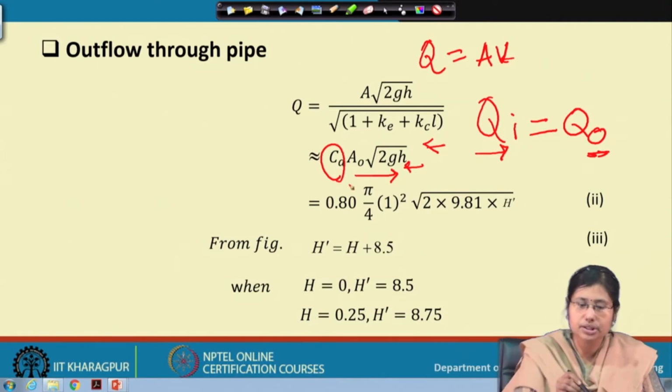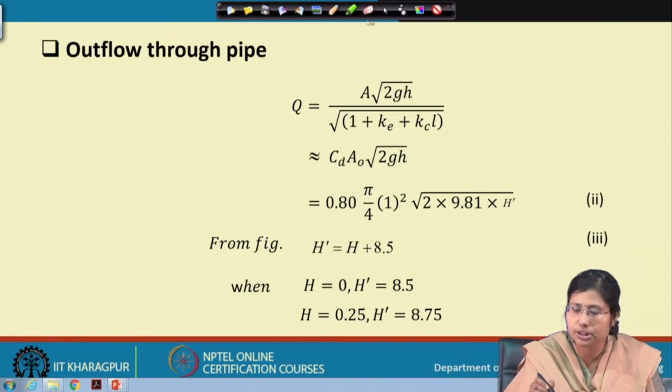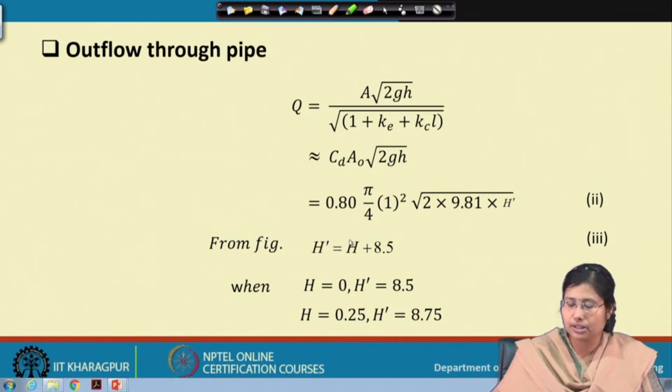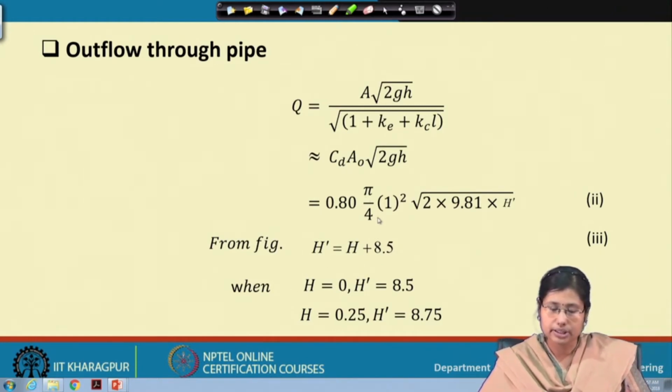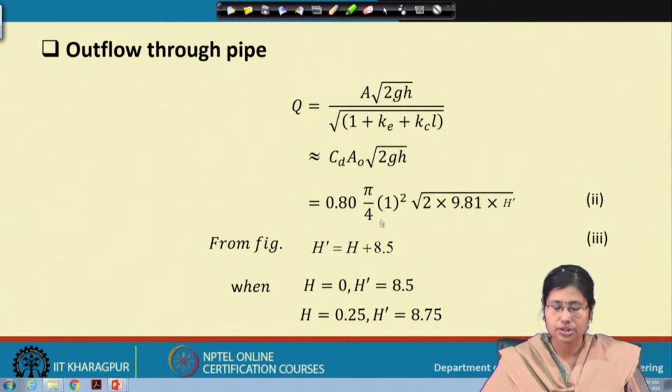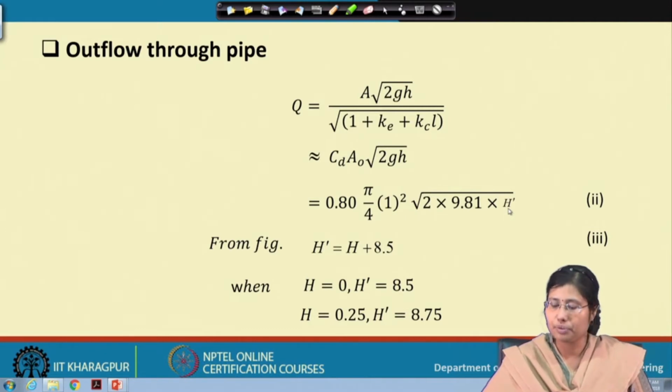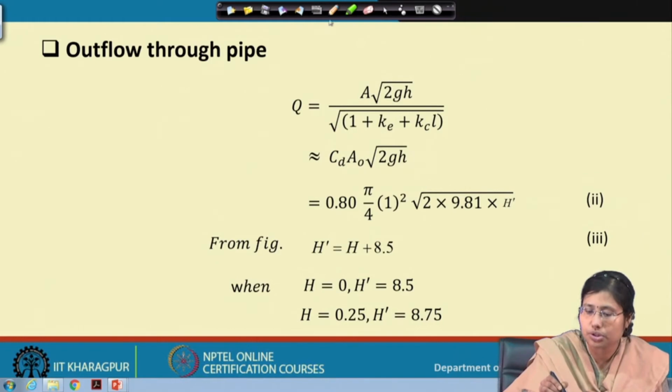So, the coefficient of discharge is given by Cd, which in the problem is 0.80, and since the pipe has a circular cross section, the area is nothing but pi by 4 d square, and then you get the value of h dash. So, now QI equals Q0.